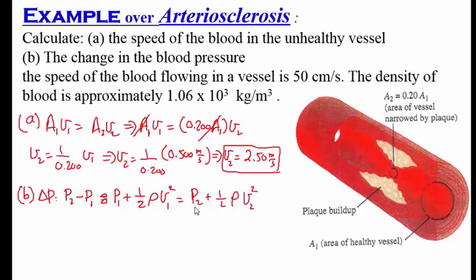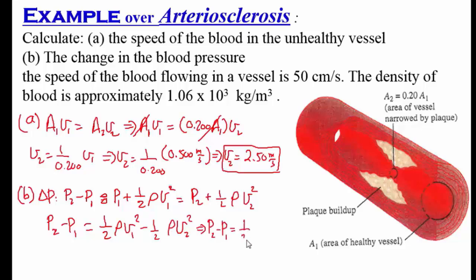And now we rearrange the equation to solve for P2 minus P1. So we can move P1 to the other side and then move 1/2 rho V2 squared to the other side. So we have P2 minus P1 equal to 1/2 the density times V1 squared minus 1/2 the density times V2 squared. We can take 1/2 the density as a common factor. So P2 minus P1 is equal to 1/2 the density times V1 squared minus V2 squared. Okay, and we can go ahead and plug the values.